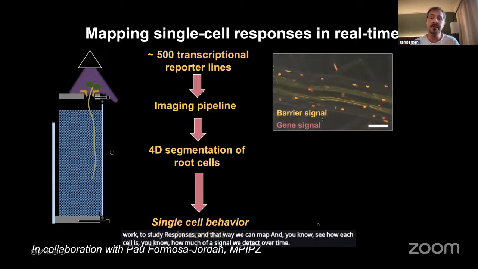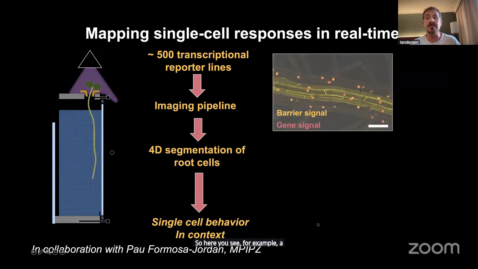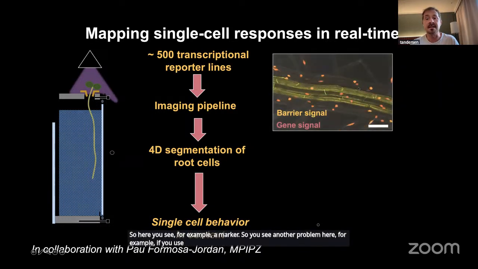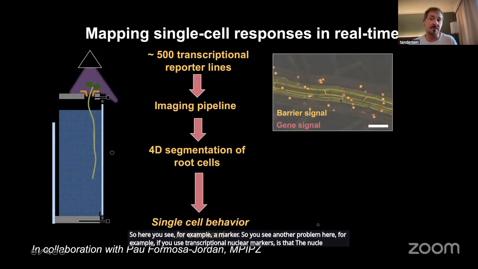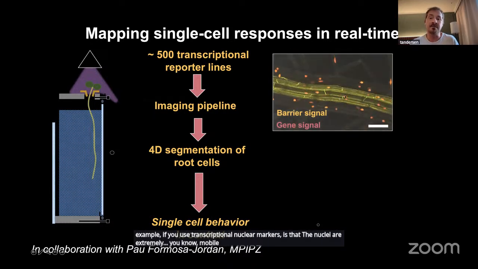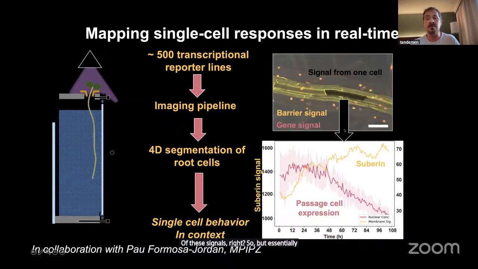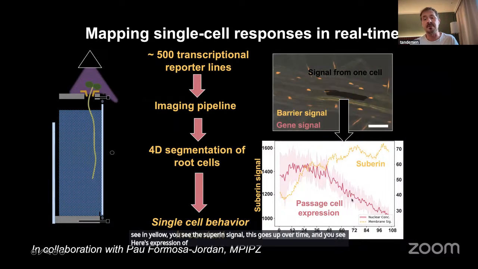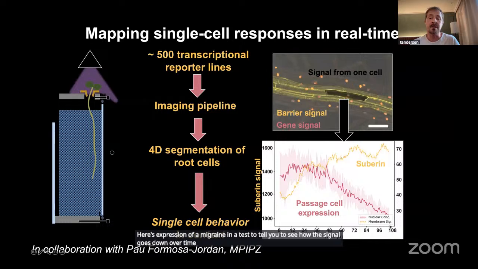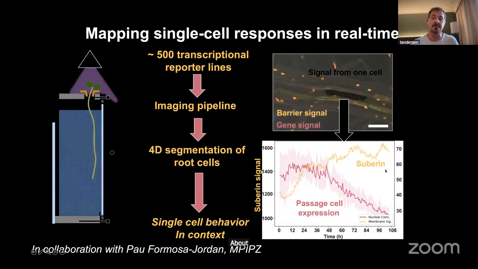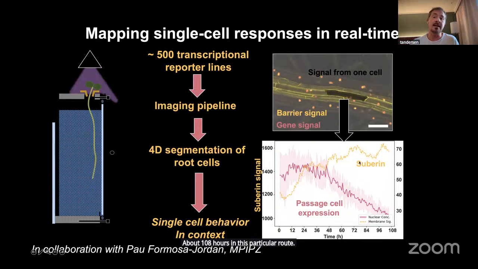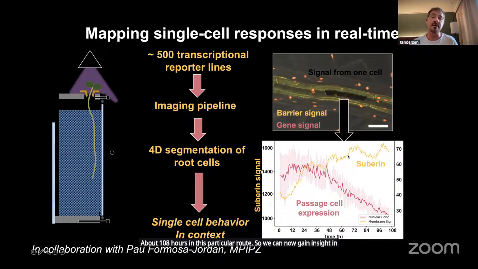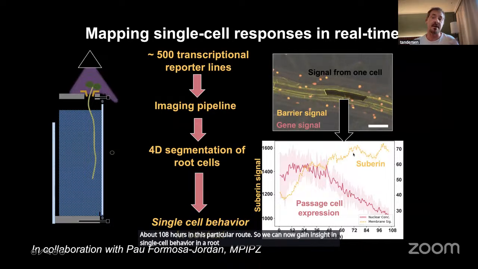So here you see, for example, a marker. You see another problem here, for example, if you use transcriptional nuclear markers, is that the nuclei are extremely mobile. So you also have to do tracking of these signals, right? But essentially here for one cell, we can see in yellow the suberin signal, this goes up over time, and you see here's expression of a marker in a passage cell, you see how the signal goes down over time. Here we imaged for about 108 hours in this particular root. So we can now gain insight in single cell behavior in a root that's actually living in an environment that's customizable.